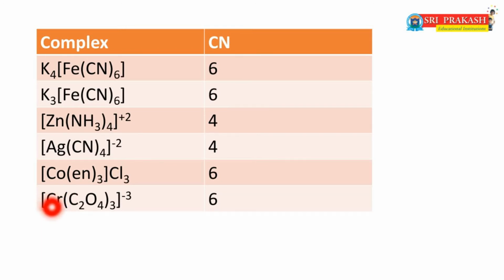Okay, next example, [Cr(C2O4)3]. C2O4 is oxalate. Oxalate is also one of the types of symmetrical bidentate ligand. Okay, here in this complex, oxalate ions are 3. So 3 into 2 equals 6. So in this complex, the coordination number is 6.